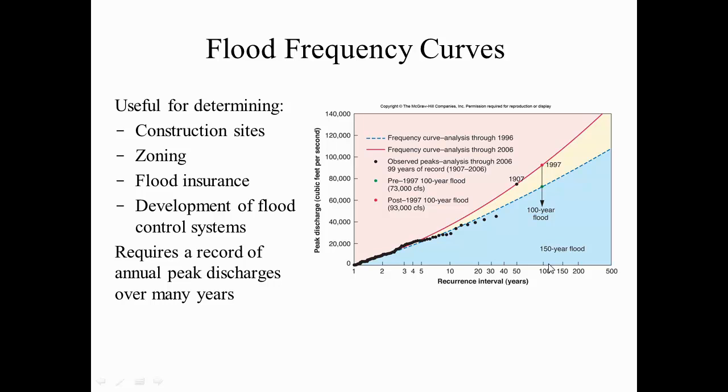So you see the recurrence interval is the horizontal scale, and the peak discharge is the vertical scale. So, for example, if we take this upper frequency curve, the 100-year flood, for example, marked in red at the bottom of the figure, we just project this up to the red curve. This corresponds to a peak discharge back in 1997 of about 88,000 cubic feet per second. That's how these things work.